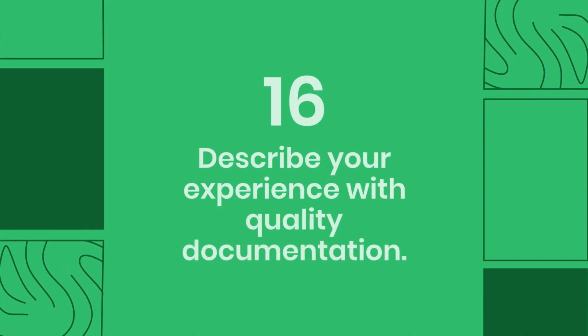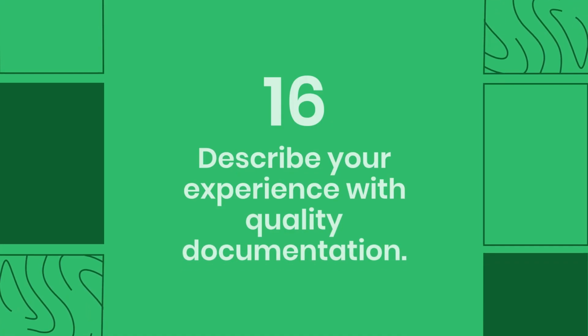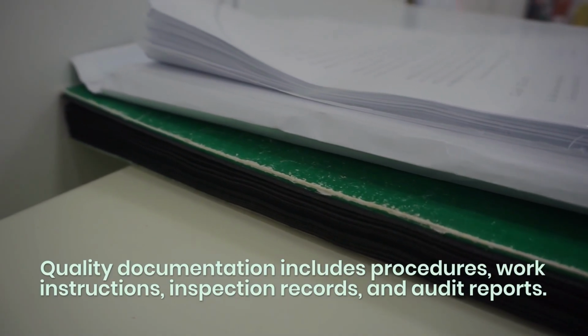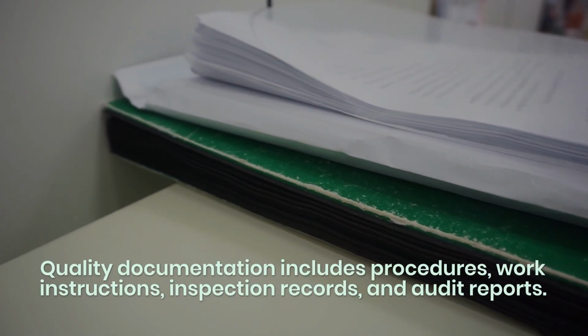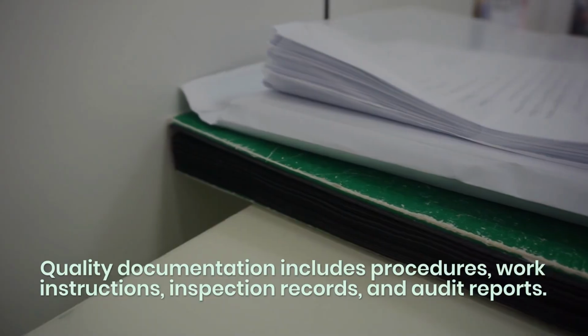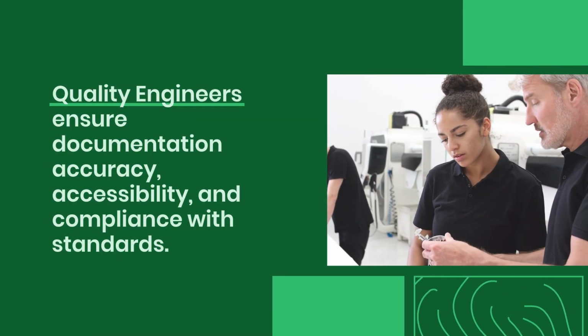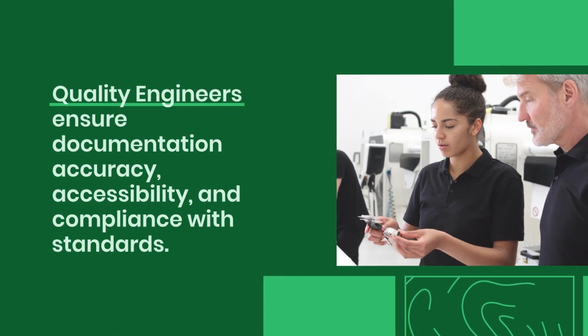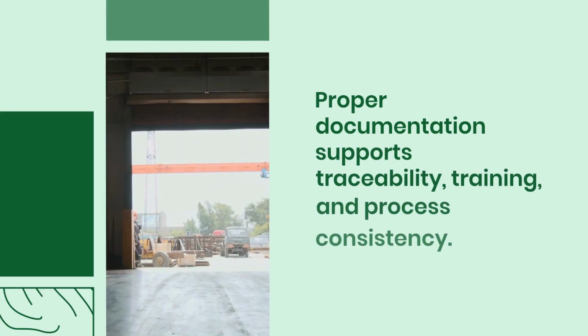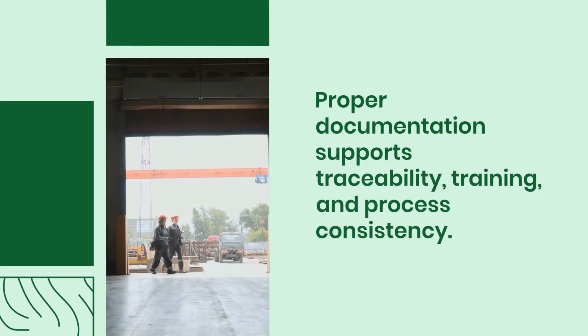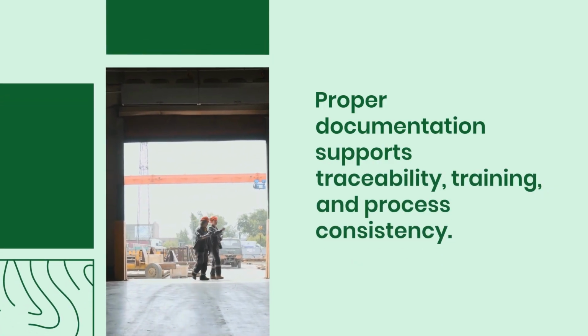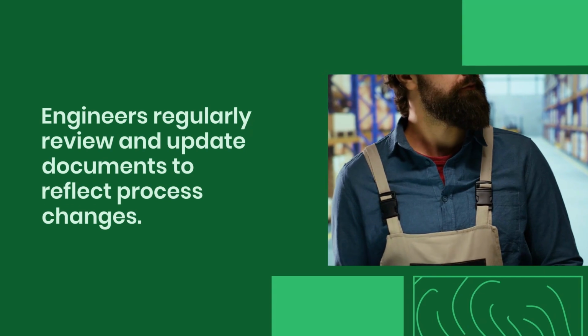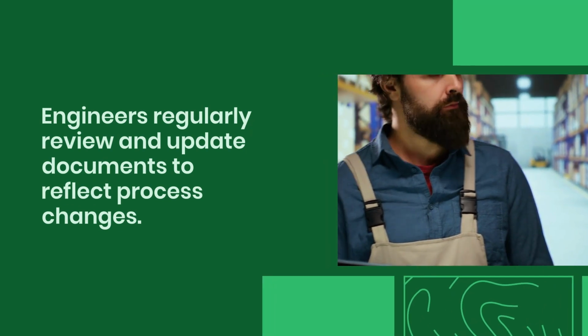16. Describe your experience with quality documentation. Quality documentation includes procedures, work instructions, inspection records, and audit reports. Quality engineers ensure documentation accuracy, accessibility, and compliance with standards. Proper documentation supports traceability, training, and process consistency. Engineers regularly review and update documents to reflect process changes.